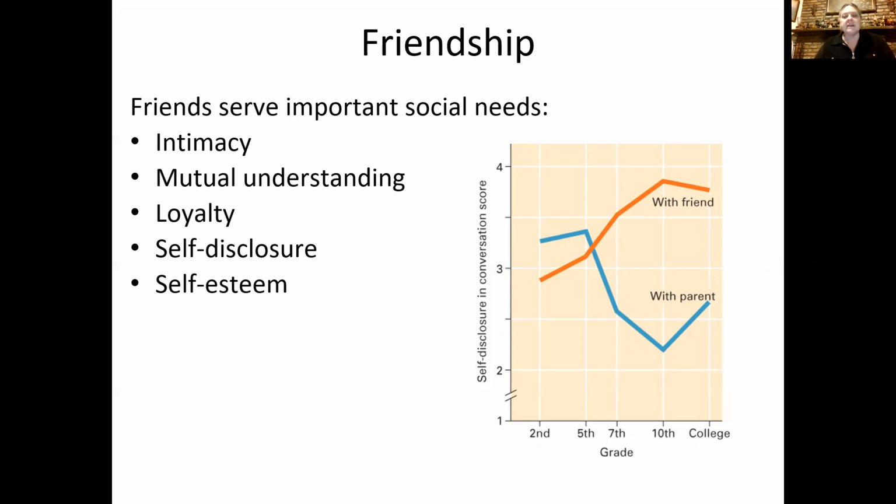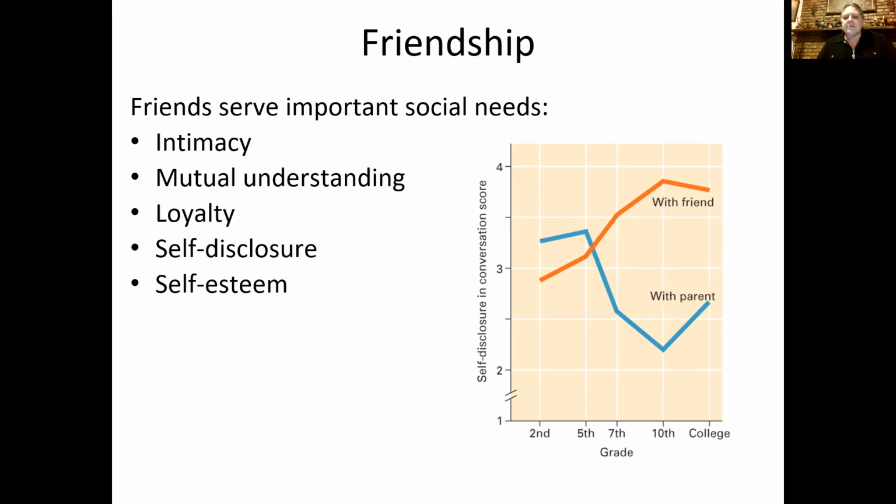When I talk about intimacy, I'm talking about that friend that you can tell anything and that you could trust and be close to. Whether that is somebody that you have a romantic relationship with or not is aside from that intimacy. Having mutual understanding and loyalty are super important for friendships during this period of time, and the ability to be self-disclosing and having this type of friend relationship actually increases self-esteem as well.